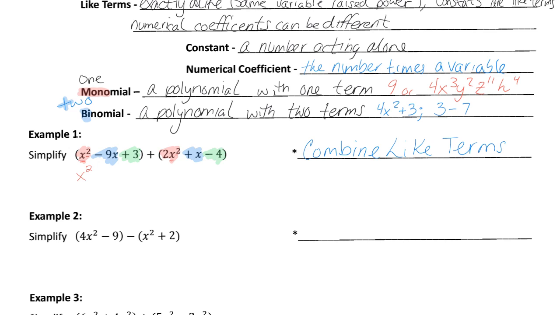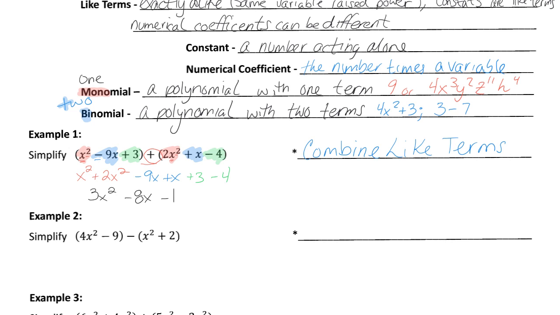So I have x squared plus 2x squared. And I have negative 9x plus x. And then a plus 3 minus 4. And now I just simply add or subtract there. Okay, so you should get 3x squared minus 8x minus 1. Okay, so again, we identified what our like terms were, then we simply added or subtracted them.